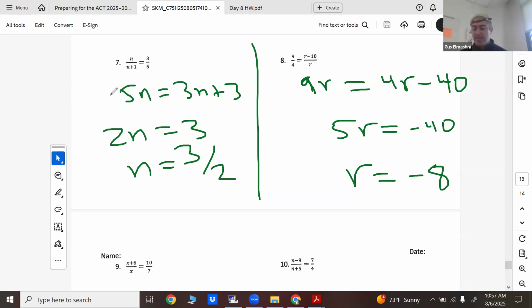So last page, 9, 10, 11, 12. I think you can just knock this out really quick. Homework's been passed out. Obviously, Jake, you don't have to worry about it.